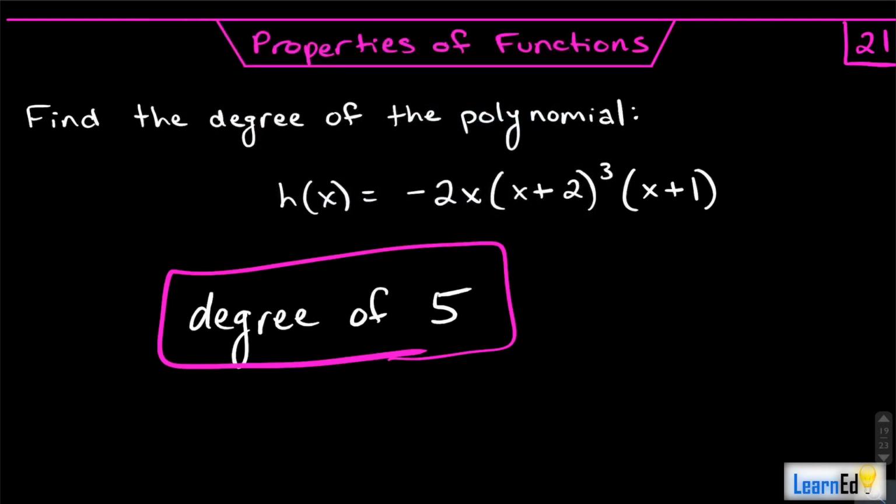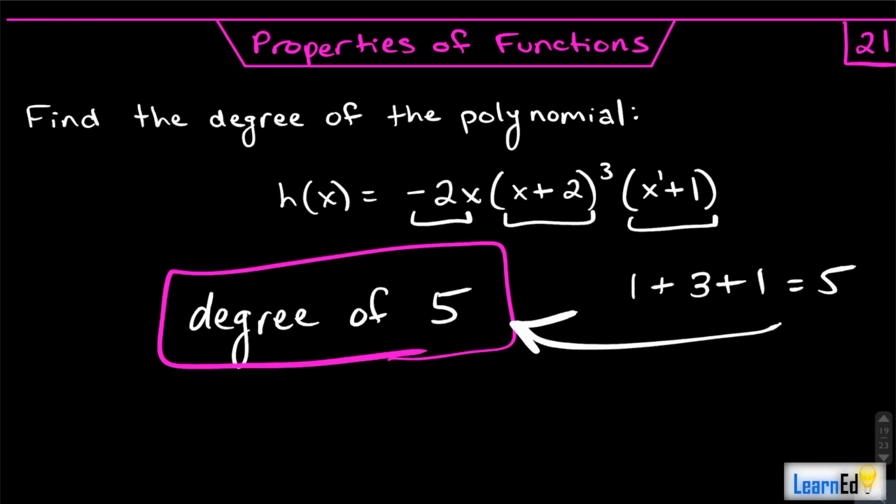All right. To say that again, just to make sure, the power of x here is 1. The highest power of x that we'll get out of here is 3. And the highest power of x that is right here is just 1, right? This is x to the first power. So you do 1 plus 3 plus 1, and that's 5. So you have a degree of 5. All right.